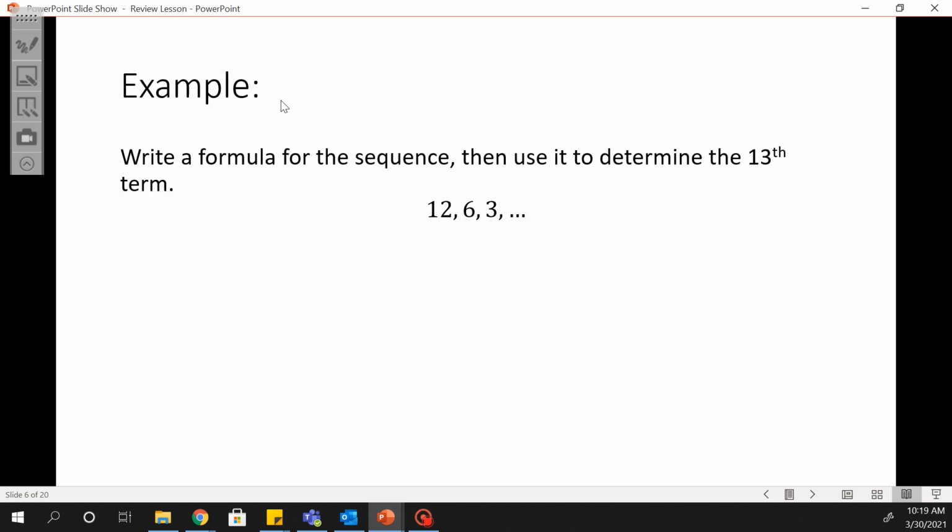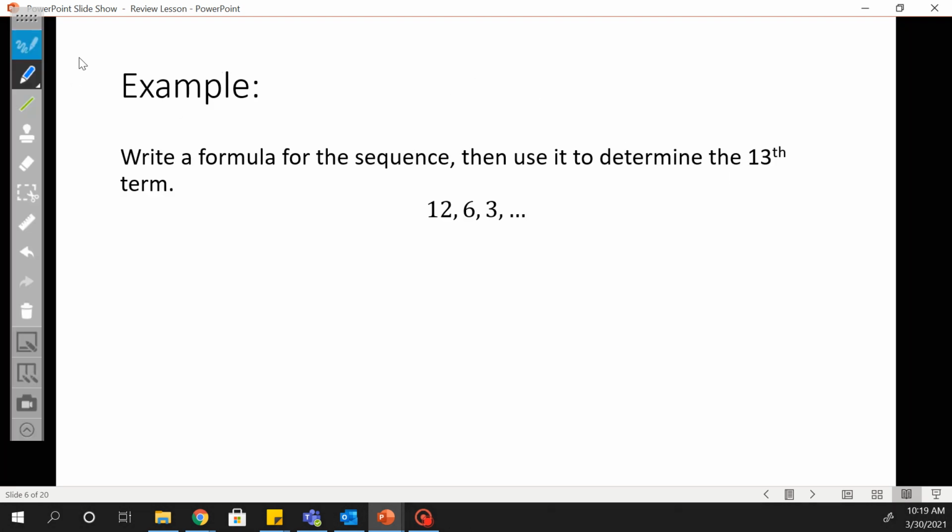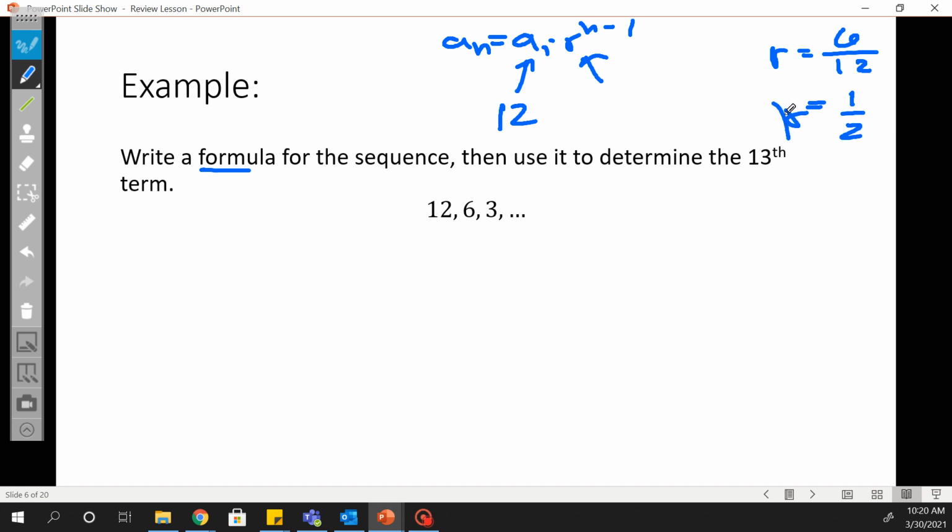An example of this that you might see: write a formula for the sequence, then use it to determine the 13th term. Our formula is an equals a1 times r to the n minus 1. Replacing a1 and r: a1 is 12. r is the second term divided by the first term, 6 over 12, which is 1/2. Now, very important, when you're working with geometric sequences and series, you have to use fractions. So we have an is equal to 12 times 1/2 to the n minus 1.